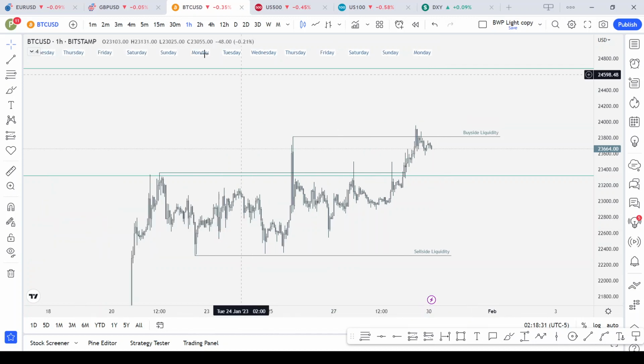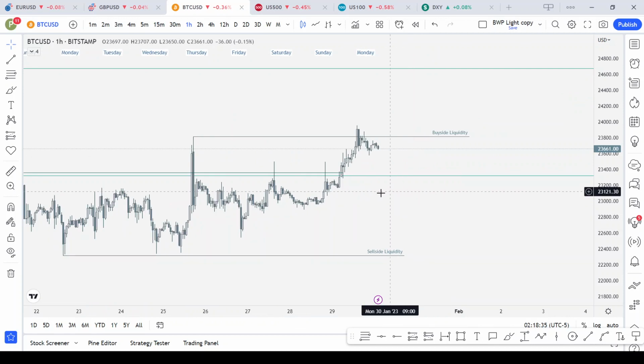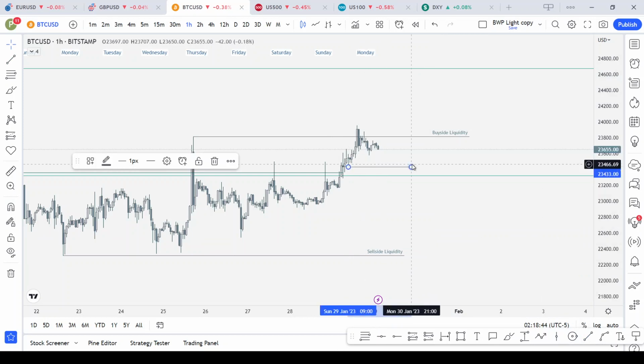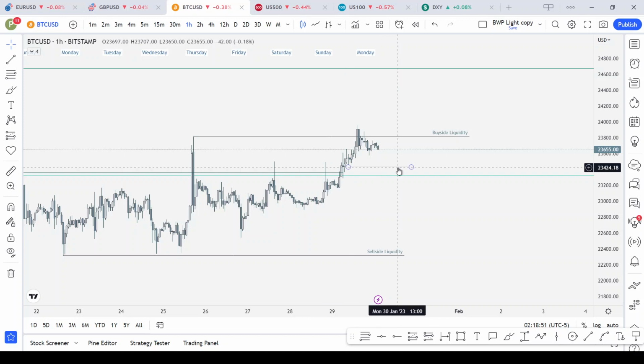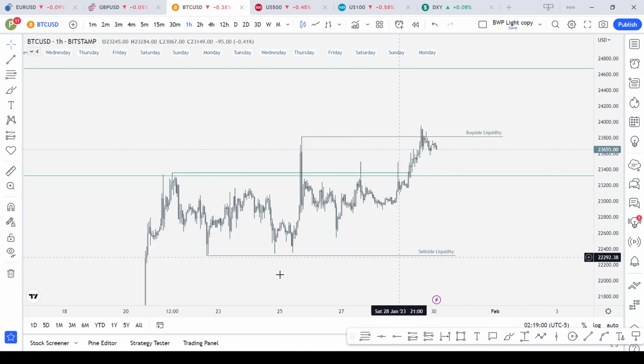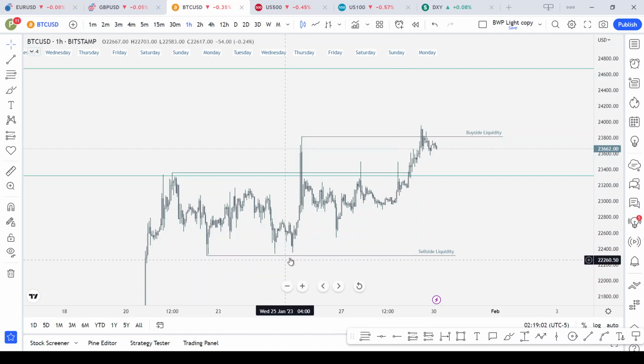So if it breaks down and creates a fair value gap, okay, I think if it should break down below this low, if you trade down below that low or this low, but this is also alright. If you trade below this low and create a fair value gap, I think that would be a really good short opportunity to attack these relative equal lows.